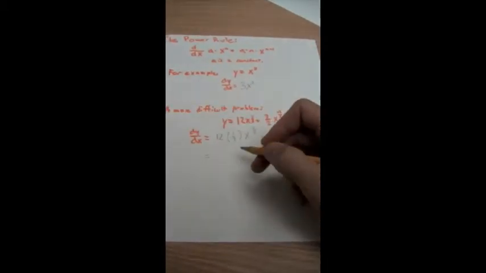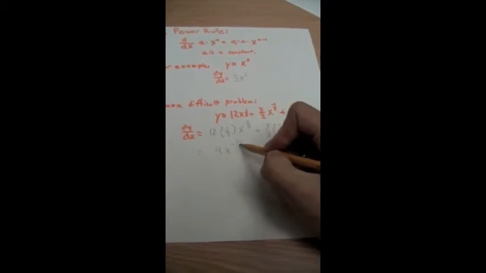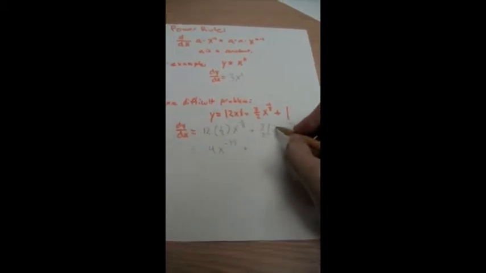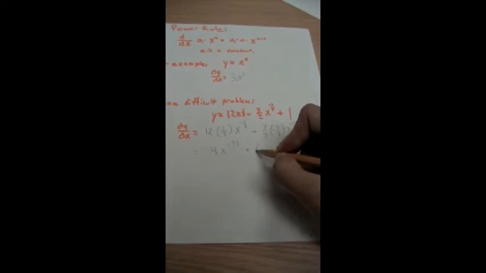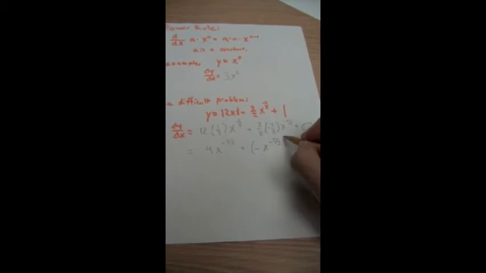So your final answer is 4x to the negative 2 over 3 plus, this would just equal negative 1, negative x to the negative 5 over 3.